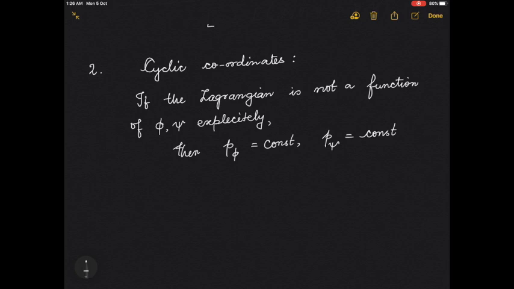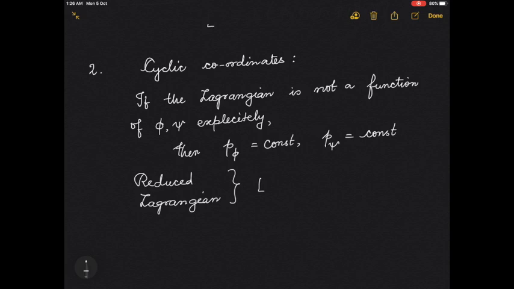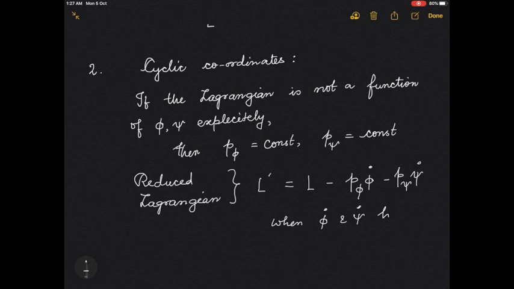And if that is true, then we can define a reduced Lagrangian. This is using Routh's prescription, if you remember. If I call it L prime, that will be our original L minus the constant momentum times phi dot minus the constant momentum times psi dot, when phi dot and psi dot have to be written in terms of p phi and p psi.